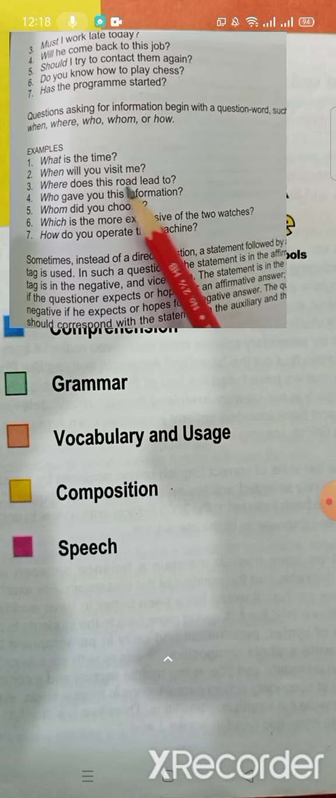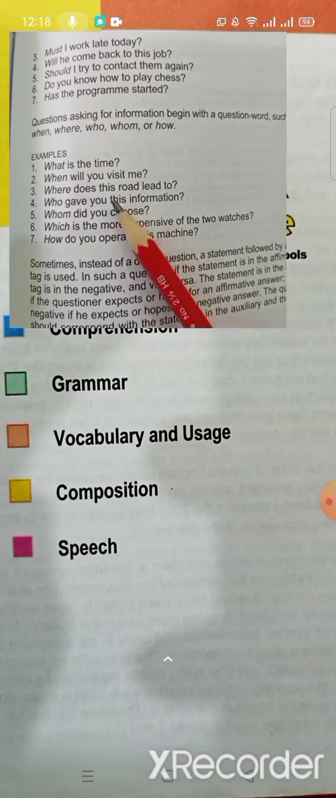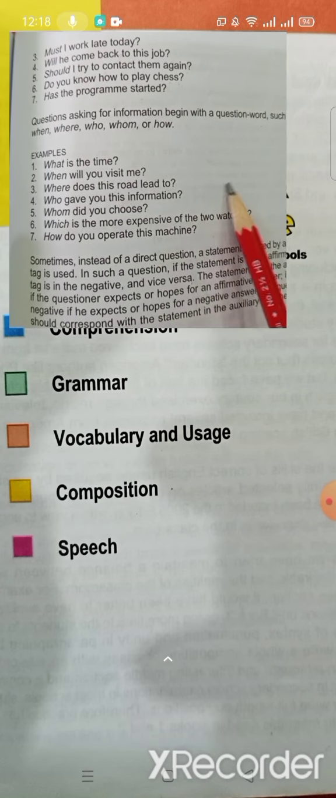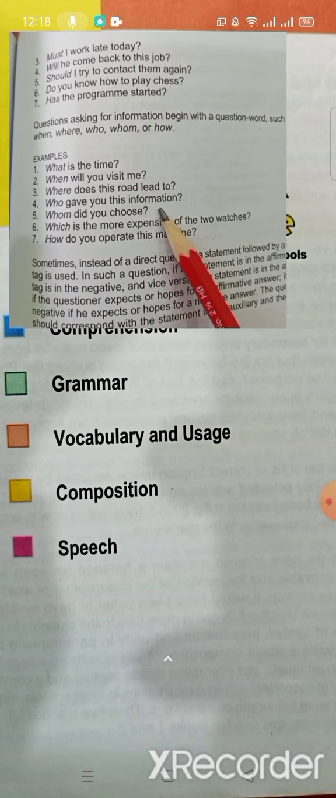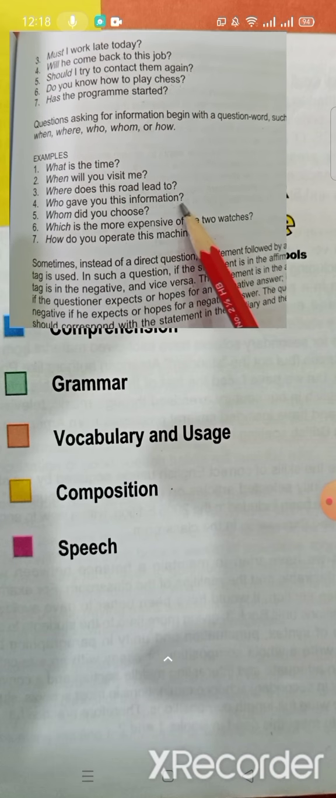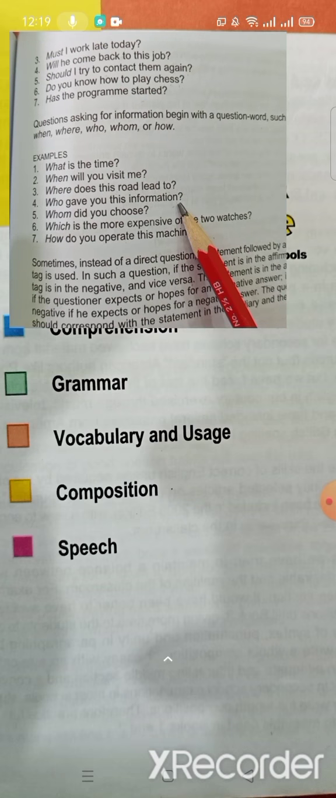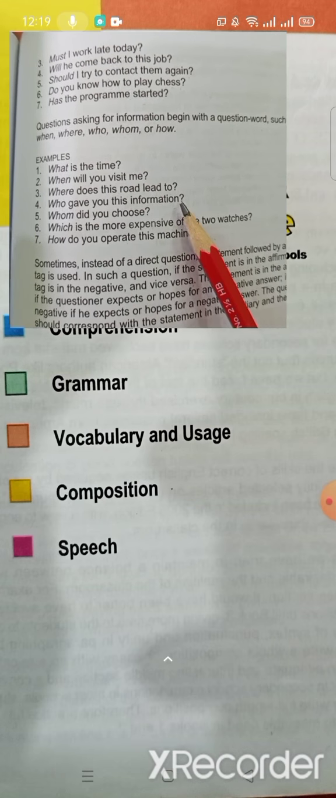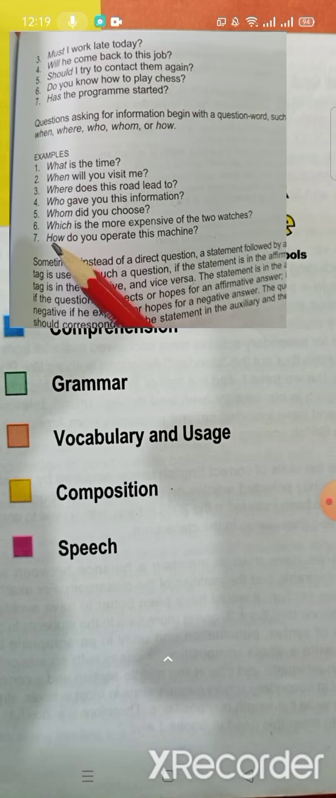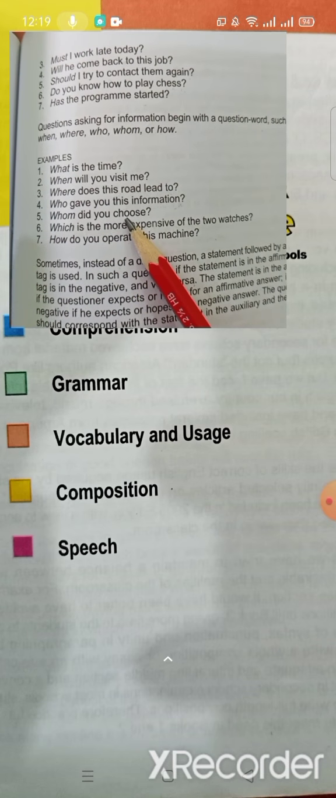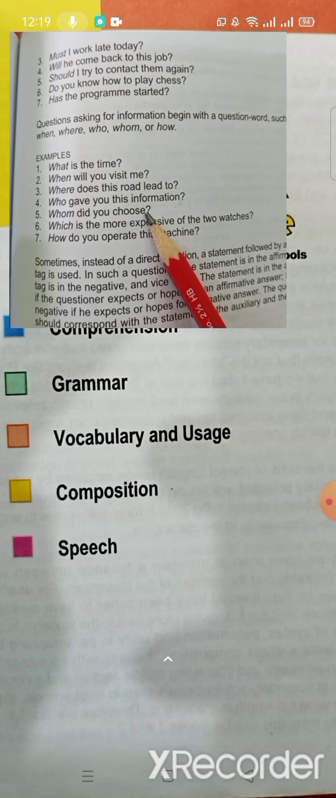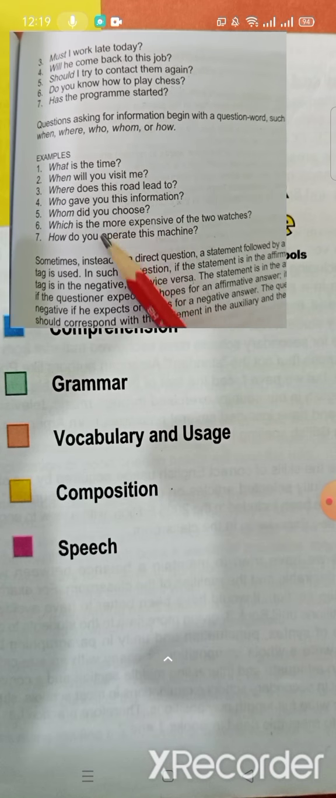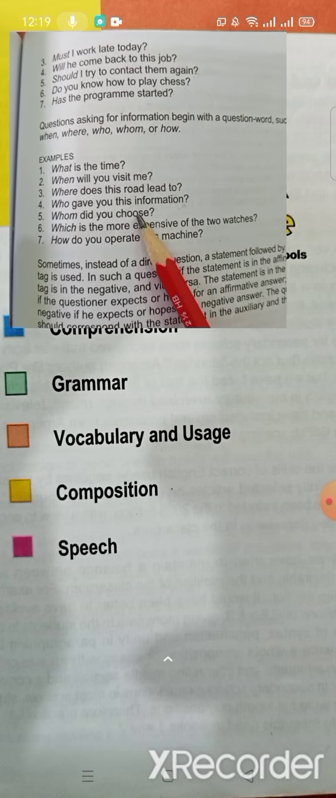Next, where does this road lead to? You will answer: this road leads to the airport. Another, who gave you this information? You will answer: Hamza gave me this information, Fahim gave me this information, my teacher gave me this information. Next, whom did you choose? I chose Ali, I chose Rahman. You will give complete information.